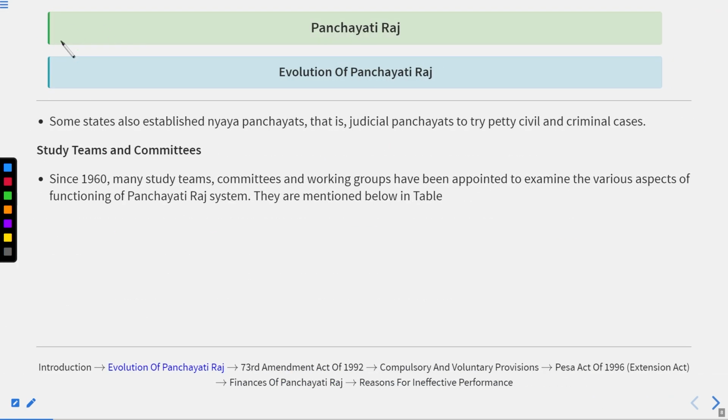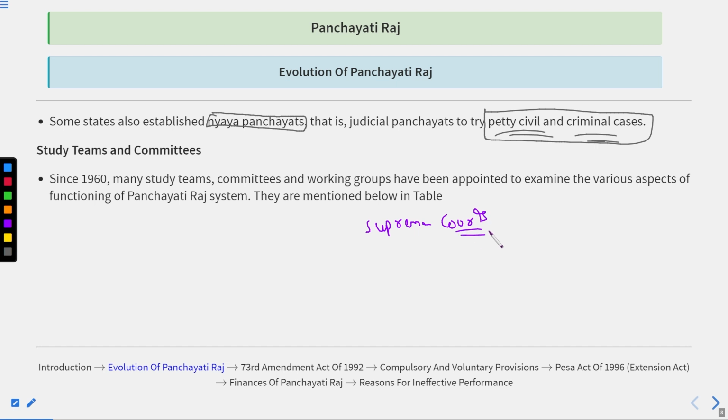Let's move ahead. Some states also established the Nyaya Panchayat, that is judicial panchayats to try petty civil and criminal cases. It means that if we look at India, we know that India has a three-tier judicial system: Supreme Court, High Courts, and subordinate courts.